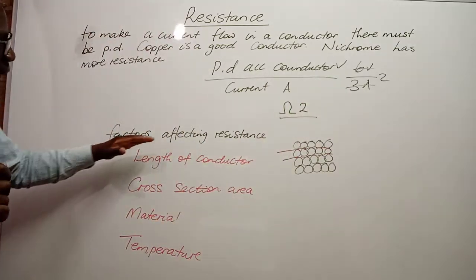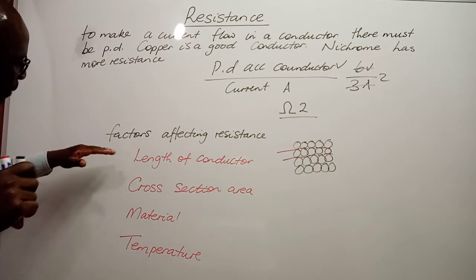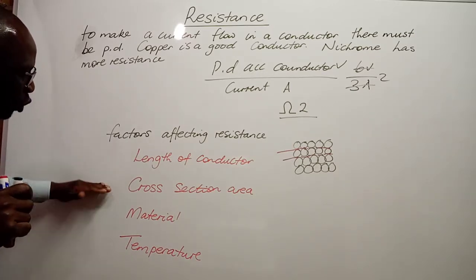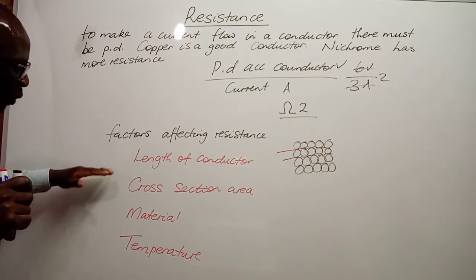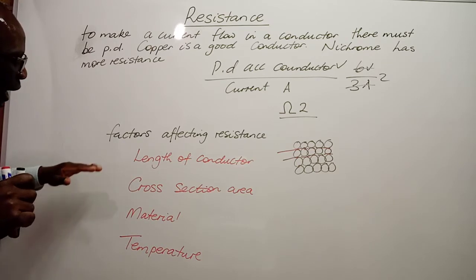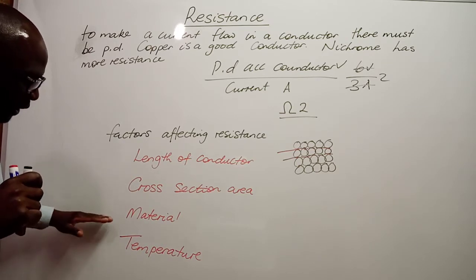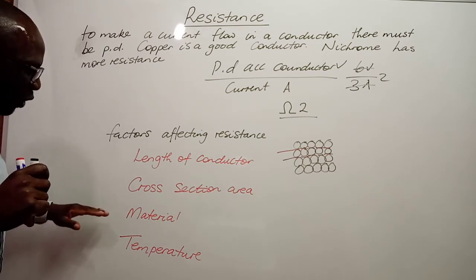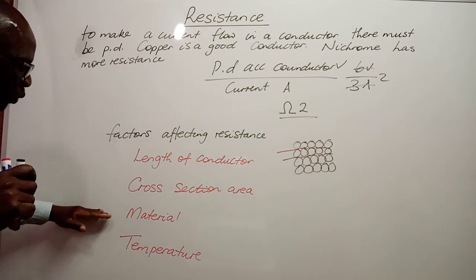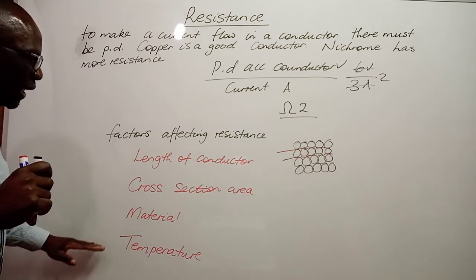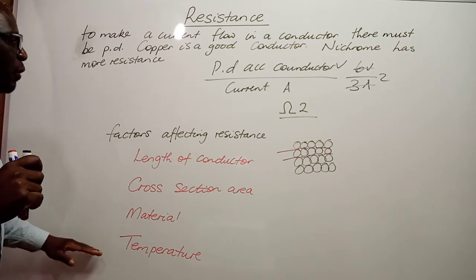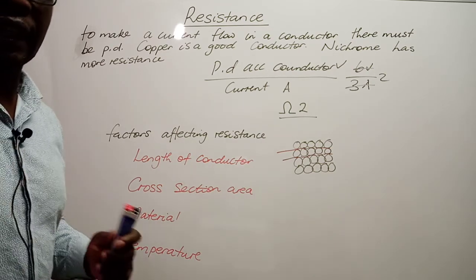So factors that affect resistance are: number one, the length of the conductor; number two, the cross-section area, which is the thickness of the material; number three, the properties of the material. What the material is made up of contributes to resistance. Temperature is the fourth factor that affects resistance.